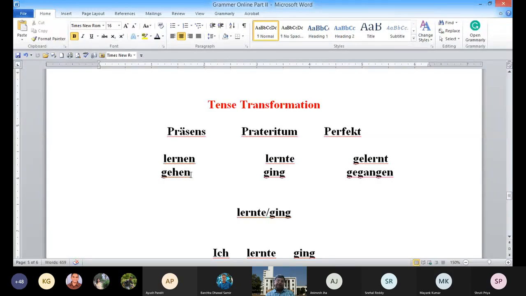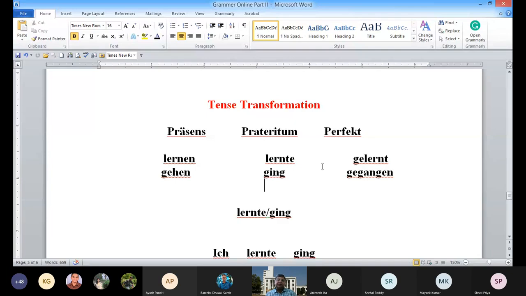So here, two types of verbs are there. One is called weak verb and the other is called strong verb. And their verb forms I have written. Lernen, you are aware, means to learn. The second form of this verb becomes lernte, and the third form is gelernt. Another, a strong verb, is gehen. Gehen means to go. Ging, went, and gegangen means gone. So two types of verbs are there: weak and strong verbs.